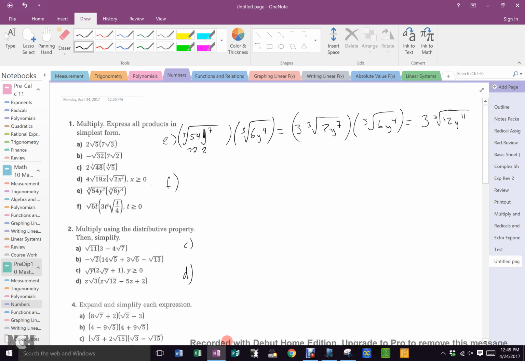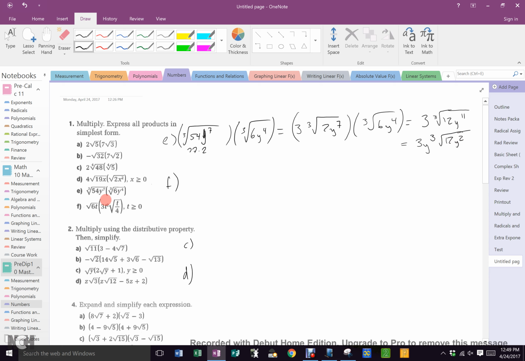Now I find it easier to take my y's out now. I need groups of 3. I get out 3 groups of 3, so that becomes 3y cubed, and I left under there 2 of them, 2y squareds, or 12y squareds.